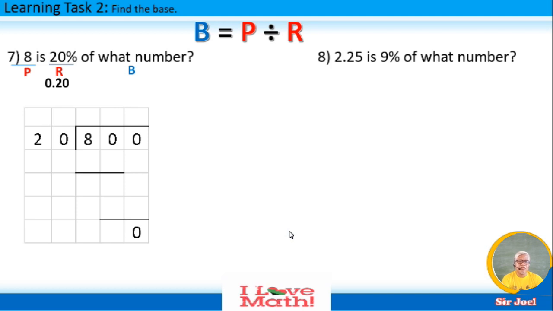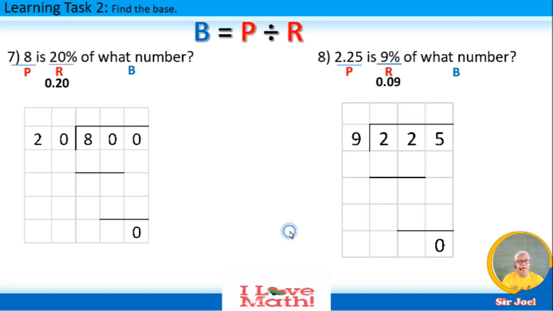2.25 is 9% of what number? Rate ay 9%, which is equivalent to 0.09. Okay? P is 2.25. And lastly, B or base is the unknown after the word of. Next, to solve, ay the 225 divided by 9. Example number 9.